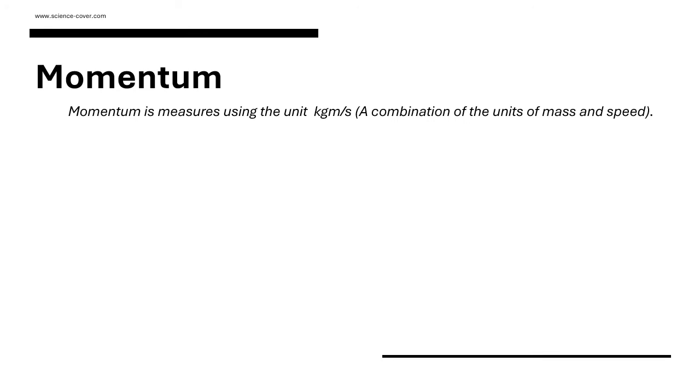Momentum is measured using the units kilogram meters per second. This is a combination of the units of mass and speed.